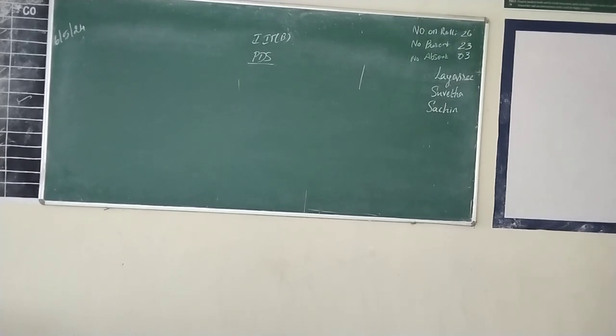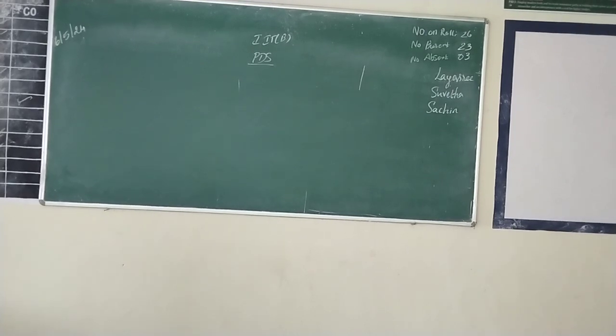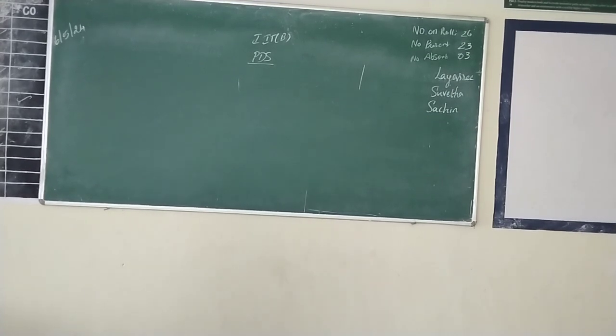So write H naught: mu equal to mu naught. H naught: mu equal to mu naught. H1, what are the quantities? Mu not equal to mu naught, mu greater than mu naught, or mu less than mu naught. So write H1: mu not equal to mu naught, mu greater than mu naught, or mu less than mu naught.